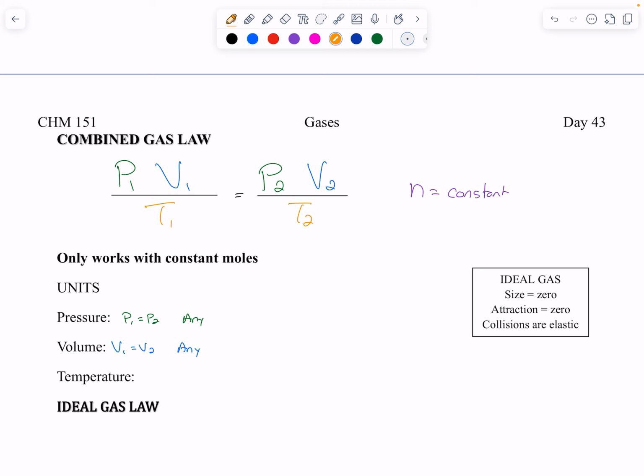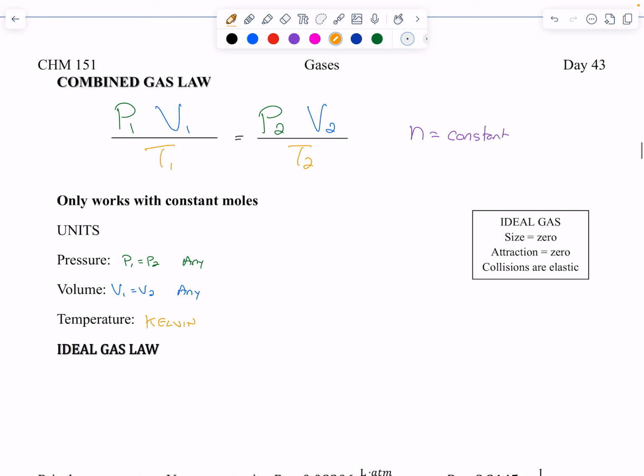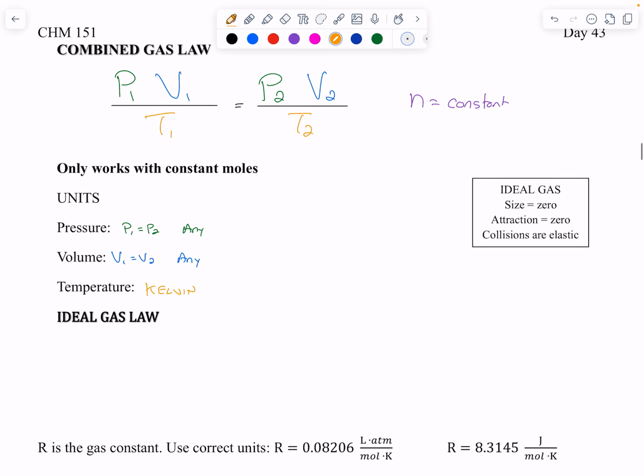Temperature has to be in Kelvin. And the reason it has to be in Kelvin is because we can't have 0 on the bottom. It's an absolute temperature. All right. And again, these are ideal gases, where size is 0, attraction is 0, and collisions are elastic.